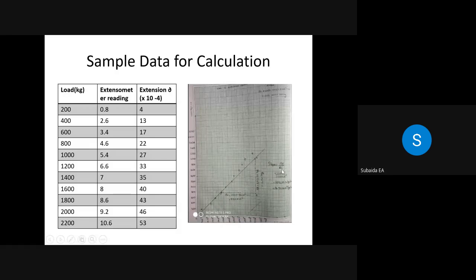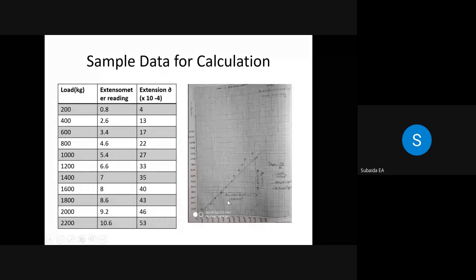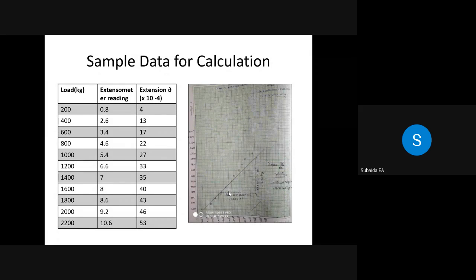That means all the points may not be passing through this straight line. We are assuming that we have taken the readings within the proportional limit. So the graph between load and elongation, or stress and strain, should be straight. So we have to fit a best fit straight line.